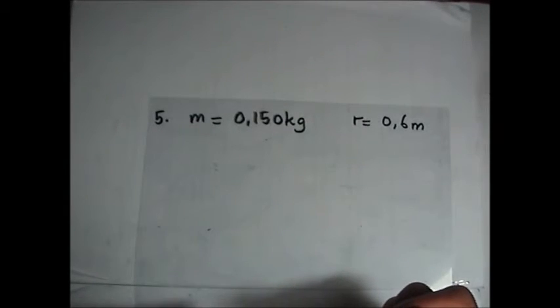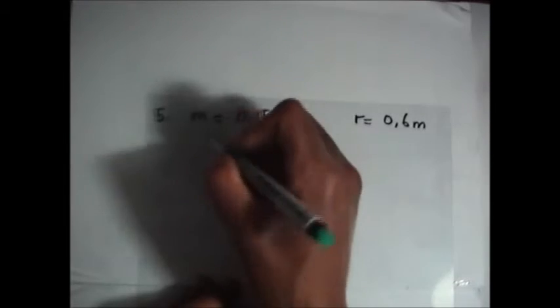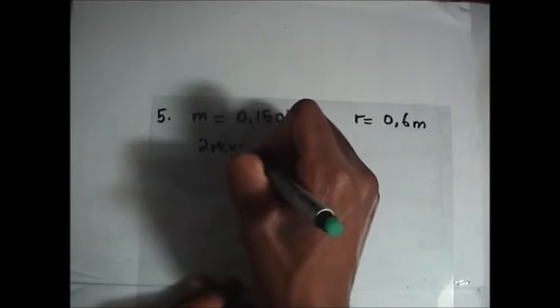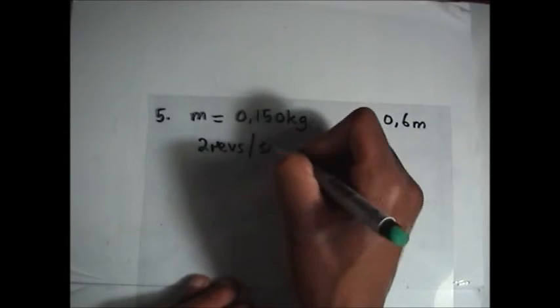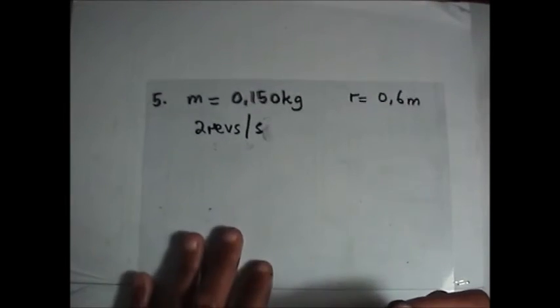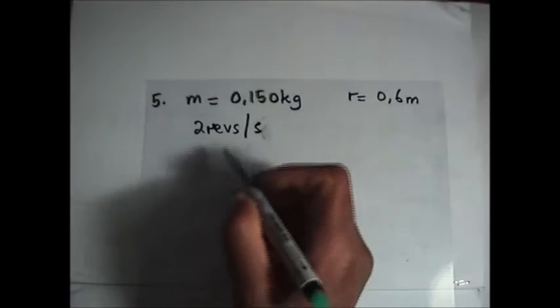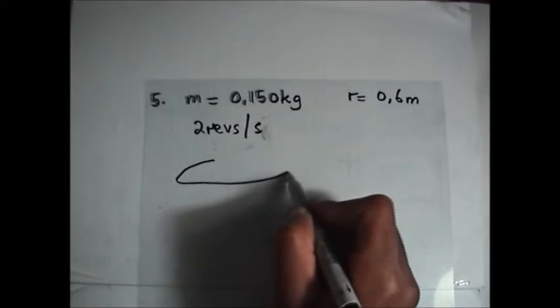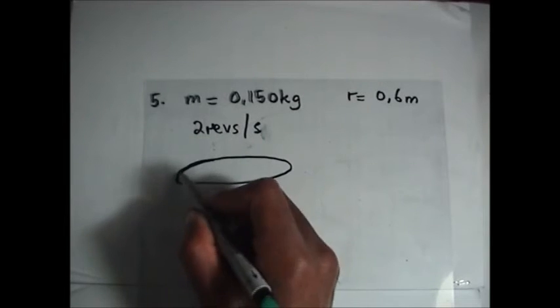The ball makes 2 revolutions per second. So it makes 2 revs per second, like this. All right, let me draw the situation that is happening here. I'm going to draw it from a side point of view.